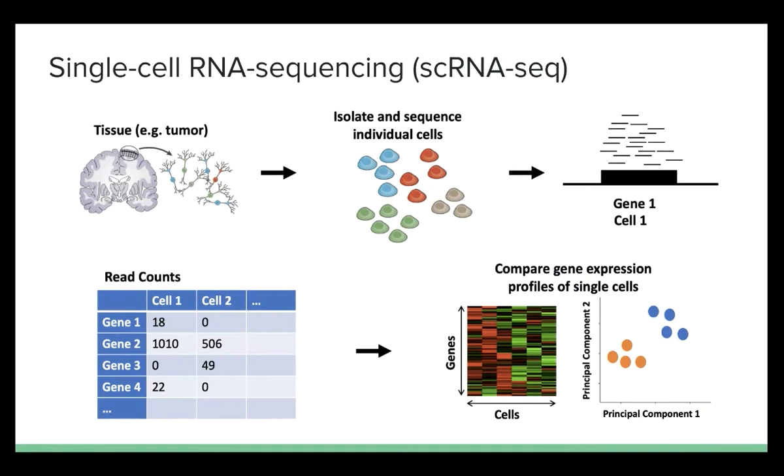And then using this matrix, we can do many different downstream analyses, such as look at heat maps of expression for a given set of cells in a given set of genes. And we can also apply things such as dimensionality reduction, such as principal components analysis, to look at the clusters of cells in our data, for example.